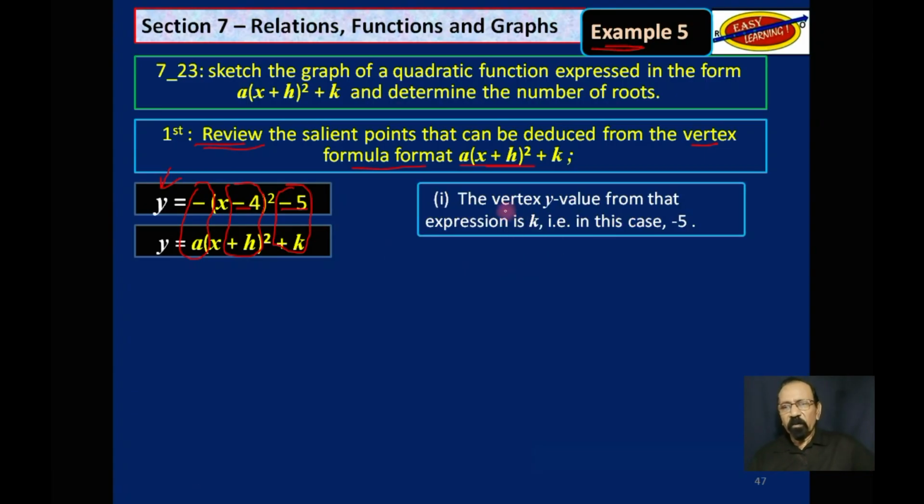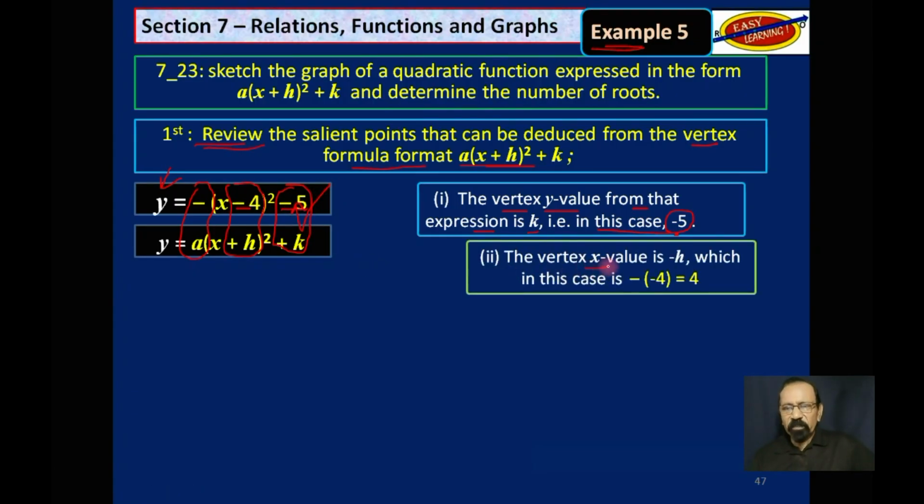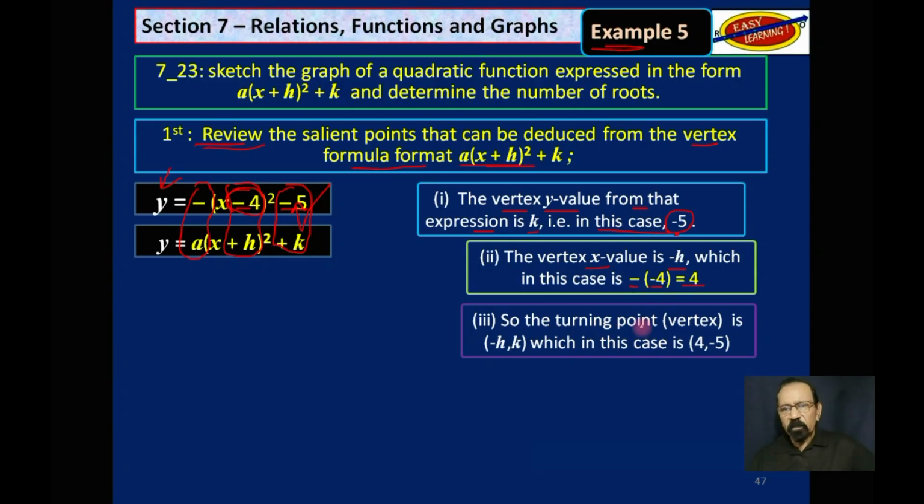All right, so the vertex y value from that expression is k, as is, and in this case it is -5. The vertex x value is -h, which in this case is -4. So remember, this is h. The negative of that will give us +4. So the turning point, the vertex, is (-h, k), which in this case is (4, -5).